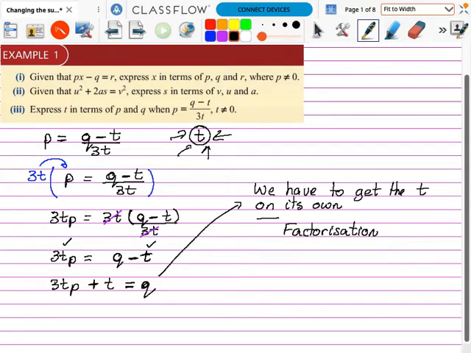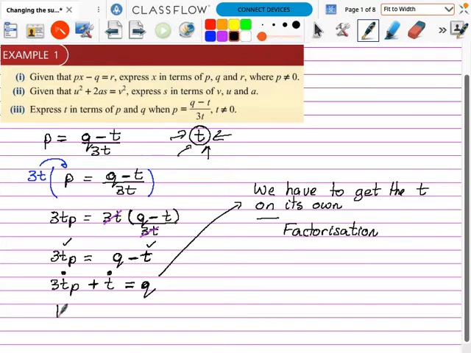Factorization. We haven't done that since the start of the year. And what we've got is a common factor of what we want to isolate. And the common factor is a t. We don't even bother with the highest common factor. If it had been a 3t there, we wouldn't even bother with it. We just focus on the t itself.